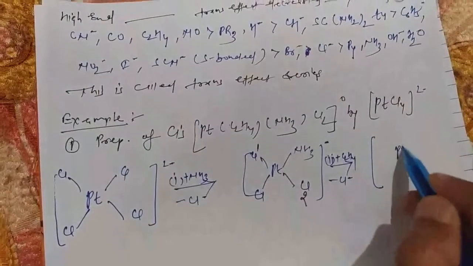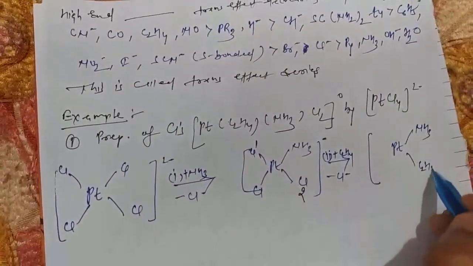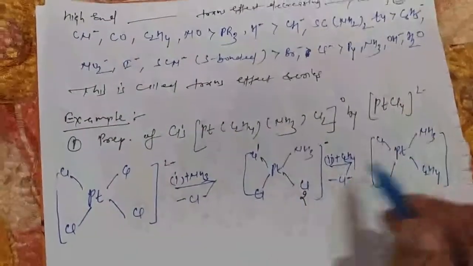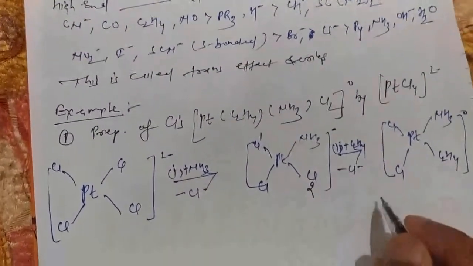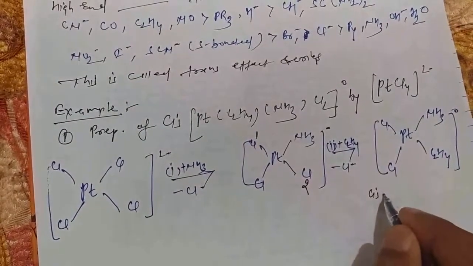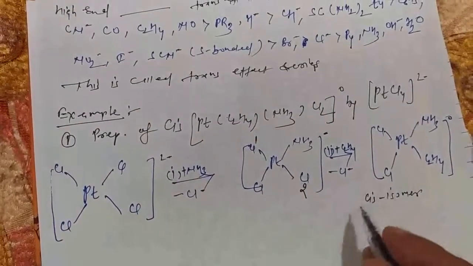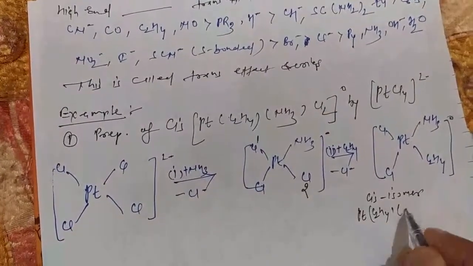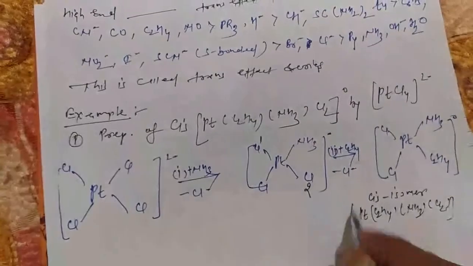So here platinum with NH3, C2H4 and Cl, and again one electron will be removed, so this will be neutral. So now this is nothing but your cis isomer, the cis isomer of Pt(C2H4)(NH3)Cl2.